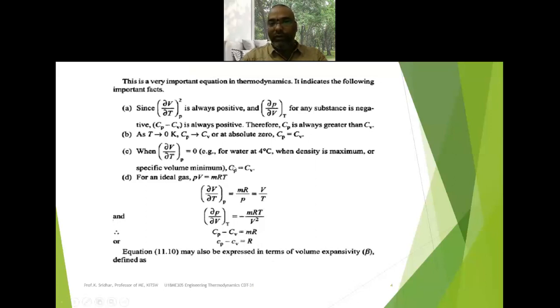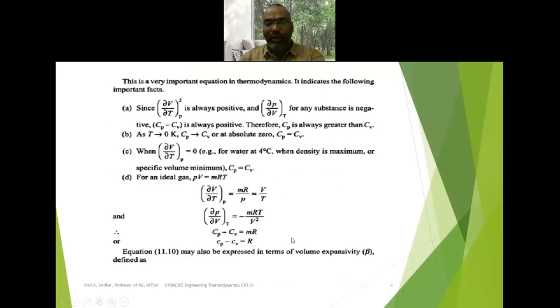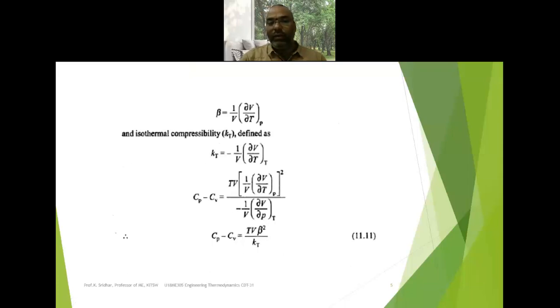From this difference of heat capacities equation, that is equation 11.10, which is the basic equation for the difference of heat capacities, we are able to analyze four important conclusions. From that equation, we are also able to define another important parameter, the volume expansivity, normally denoted by beta. Beta equals 1/V into (∂V/∂T at constant P). It is known as the coefficient of volume expansion.